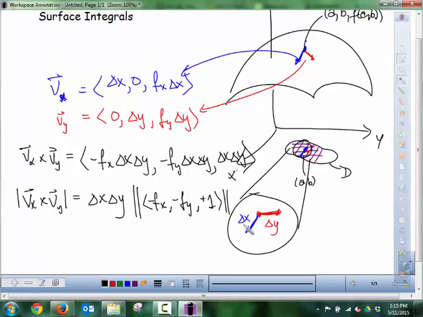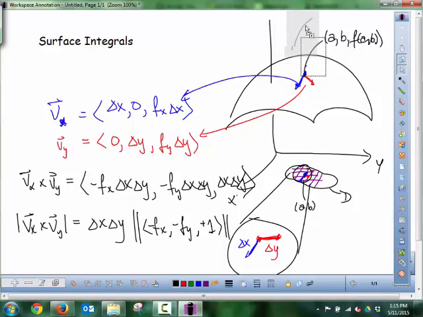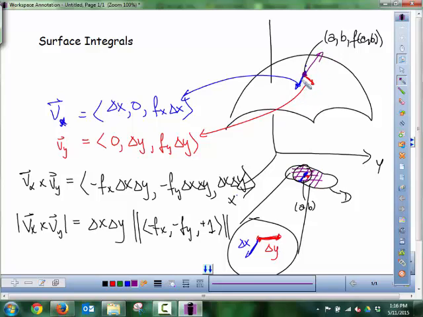I wanted to draw the normal vector. I have two options for my normal vector. I can either go outward or inward. Which way is my normal vector according to this cross product? Which way is it going? Up or down?